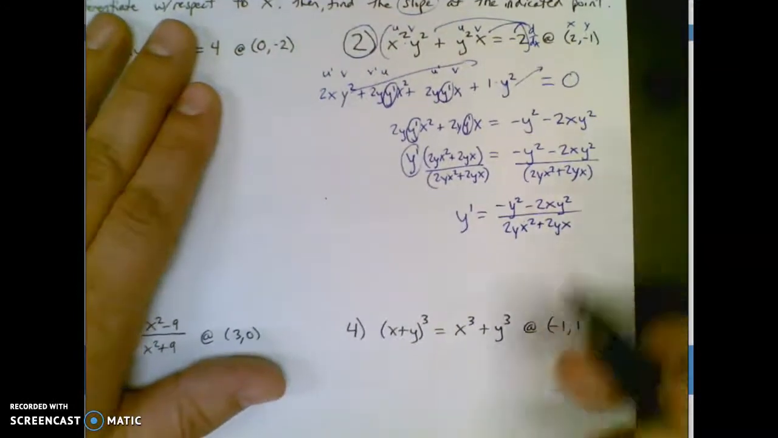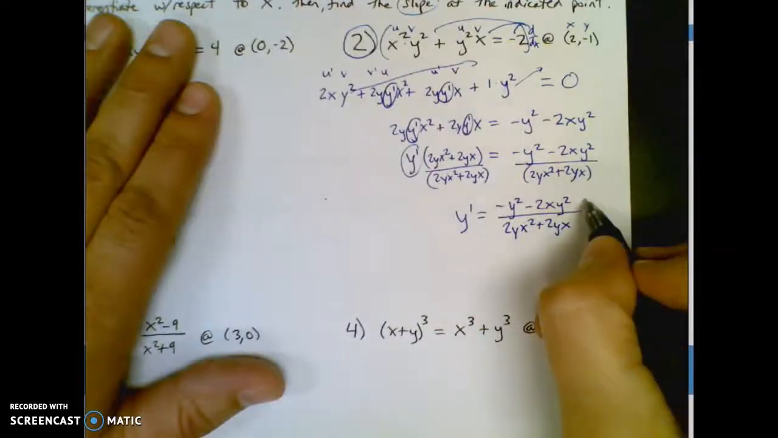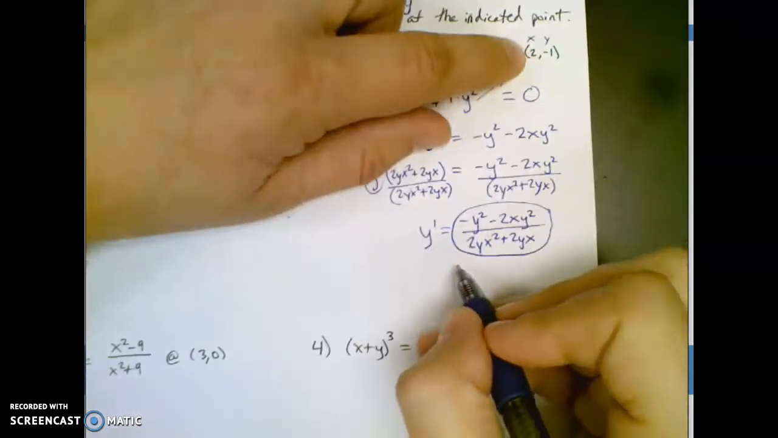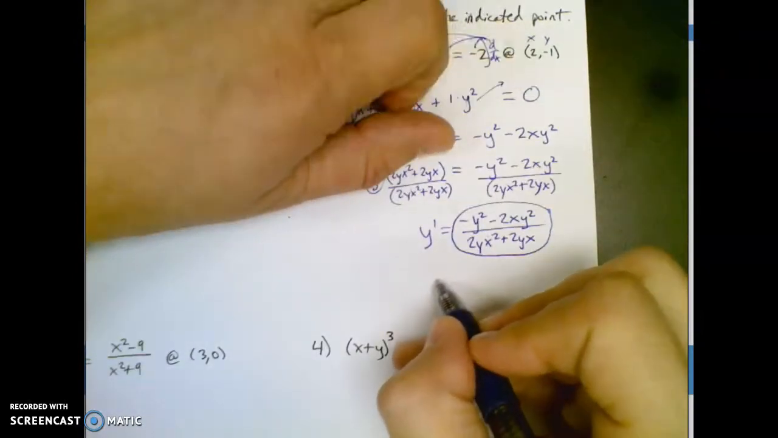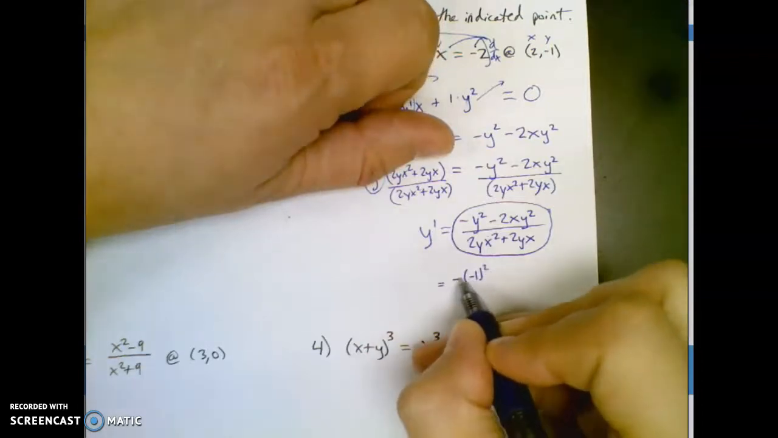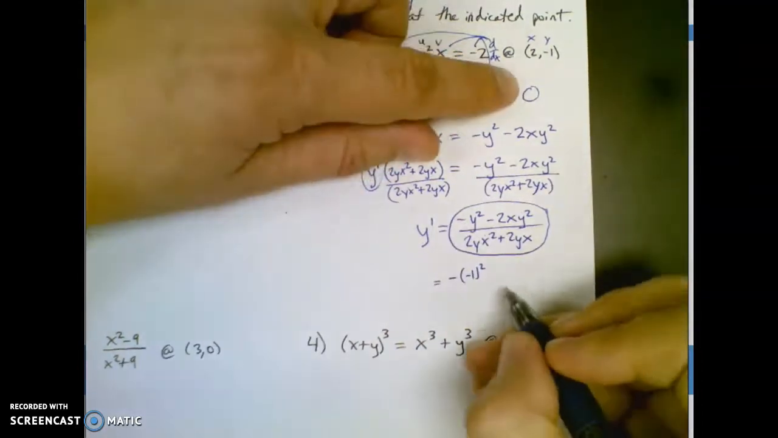And I'm almost done. That's awesome. I found the derivative, right? Now I just need to find the slope, and I used 2 for x and negative 1 for y. So I'm going to write, let's see if you can type this in right. When you square that, the negative sign out in front is still going to stay there.